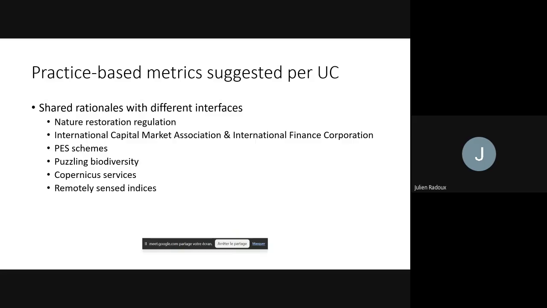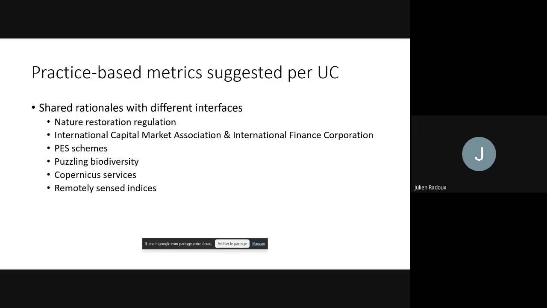We have Copernicus Services. As you know, it's the project from the EU based on the data from the ESA, and a lot of services are now provided that can be used for biodiversity metrics. And we also have remotely sensed indices that are linked with work package 3. In that case, it's more to fill the gaps where Copernicus services are not at the level that we want for biodiversity metrics computation.